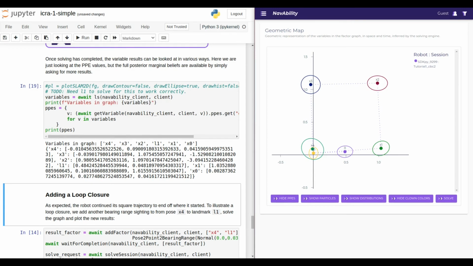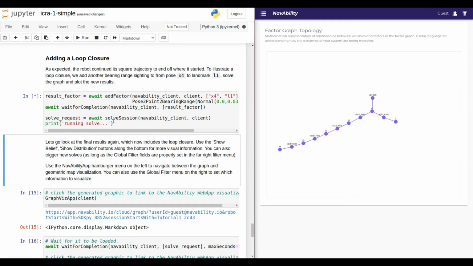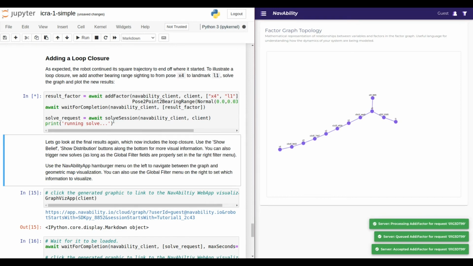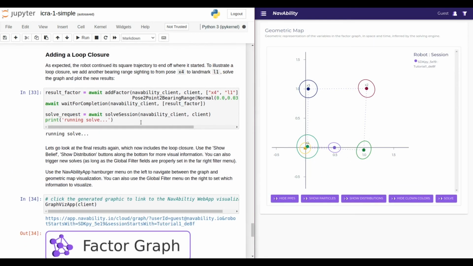Next, we want to add a loop closure. As expected, the robot continued its square trajectory to the end of where it started. To illustrate a loop closure, we can add another bearing range sighting from pose x4 to landmark L1. Solve the graph and plot the new results. You may have noticed x4 updating as the solve finished after we added the loop closure. With the factor graph now solved, the final results are already in the NavAbility app.